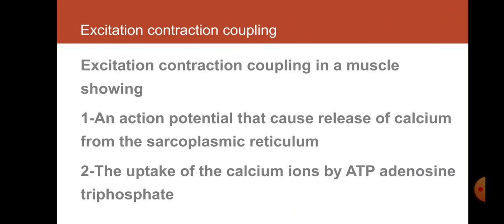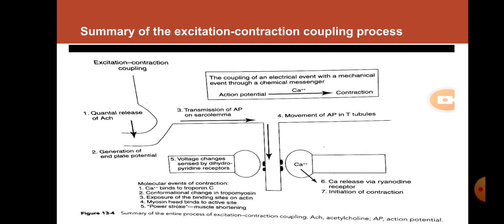Excitation-contraction coupling in a muscle showing an action potential that causes release of calcium ions from the sarcoplasmic reticulum, and the uptake of calcium ions by ATP, adenosine triphosphate. The summary of the entire process has been shown by this diagram.